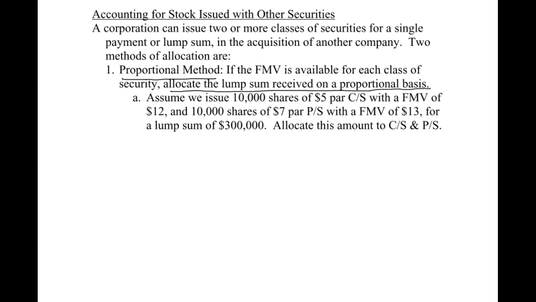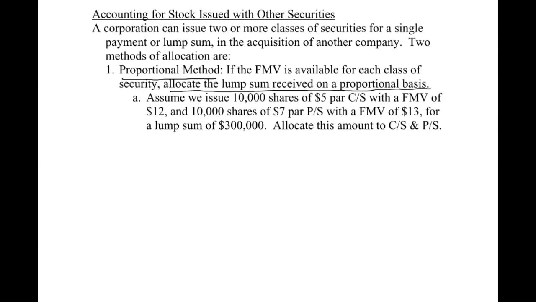Let's read through it first. We issued 10,000 shares of $5 par common stock. Fair market value is $12 per share. 10,000 shares of $7 par value preferred stock with a fair market value of 13. And we issue both of those for a lump sum of 300,000. So we want to allocate the 300,000 to common and preferred stock. Because when we finally do our journal entry, we're going to have a debit to cash of 300,000. So we need to allocate to common stock and preferred stock a total of $300,000, and the process we're about to do will help us get to that.